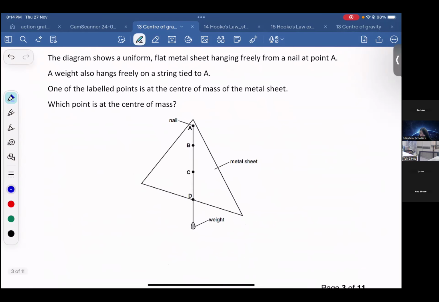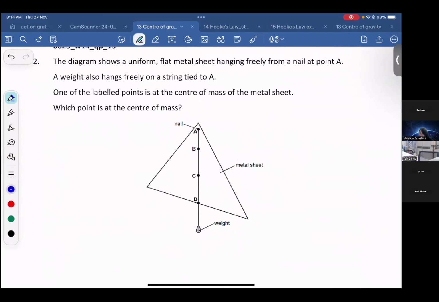This is a uniform flat metal sheet hanging freely from a nail at point A. A weight also hangs freely. One of the labeled points is the center of mass. When we hang like this from one line only, we know that the center of mass is along this line. But at which point right now? What do you think? At which point is your center of mass? My dear, tell me your answer.